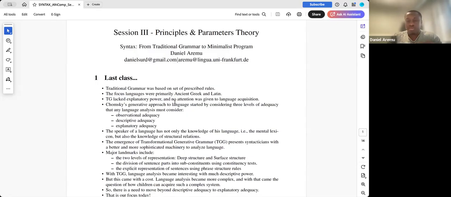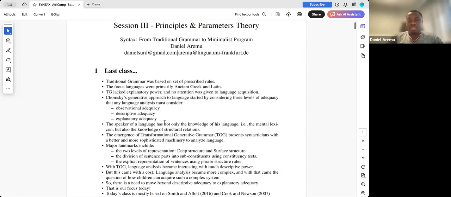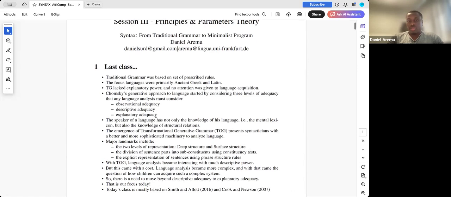So it's more like dos and don'ts. So you do this, you don't do this. You put a full stop, you don't split infinitives and all those things, right? So TG basically lacked explanatory power. We saw that last week, and it also did not give attention to language acquisition, which is what Chomsky's generative grammar tries to do.